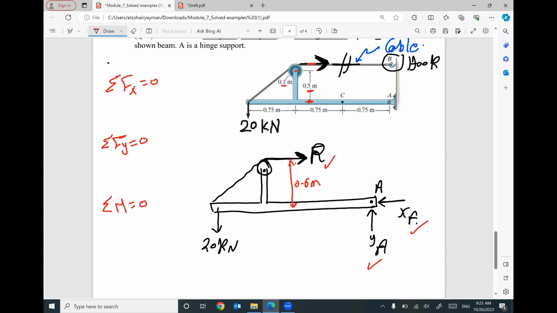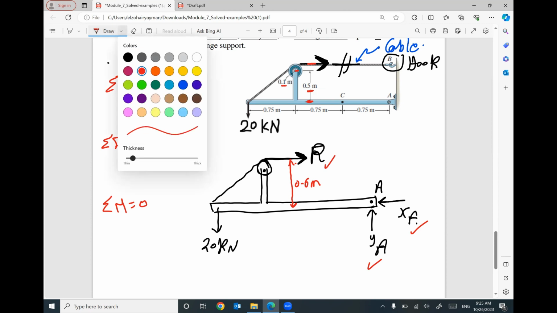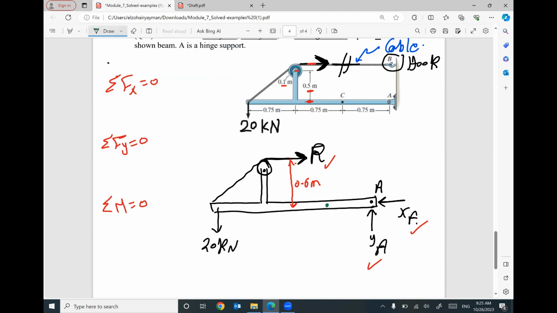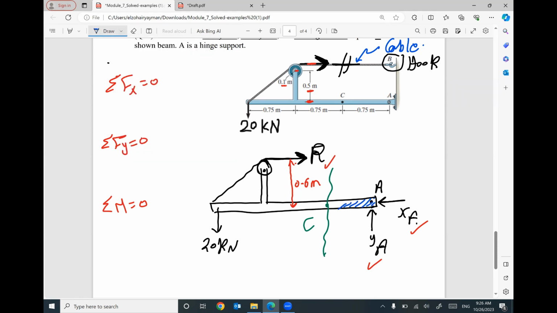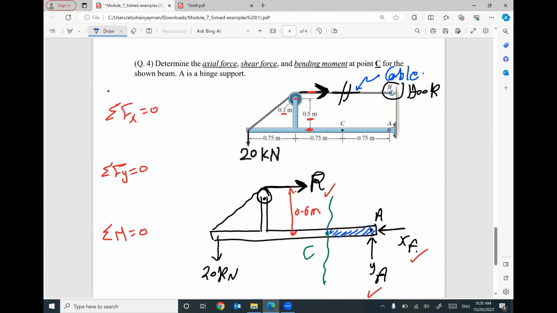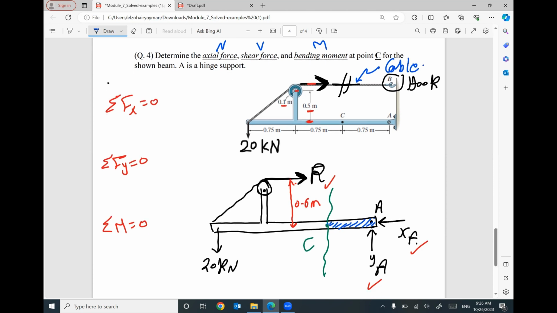Does that make sense? Once you get your reactions, I can do a cut at point C. Then I will decide to use the right part and apply one more time the equilibrium equations to find out the three internal forces: axial force, shear force, and bending moment. That makes sense? Go ahead and solve this problem. If you have any question, just let me know on Tuesday.